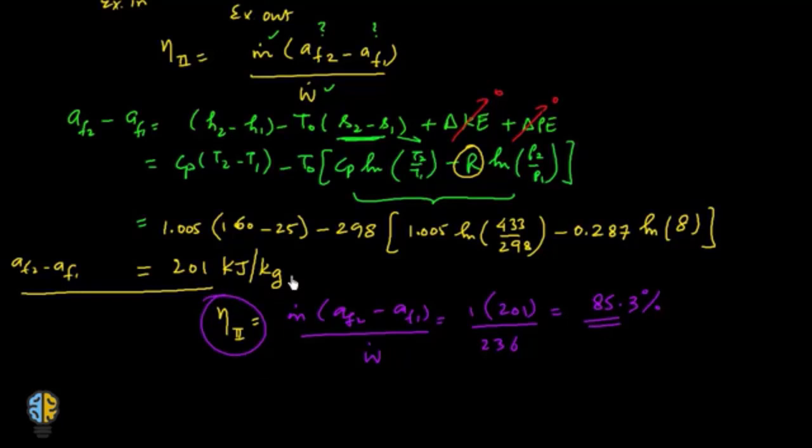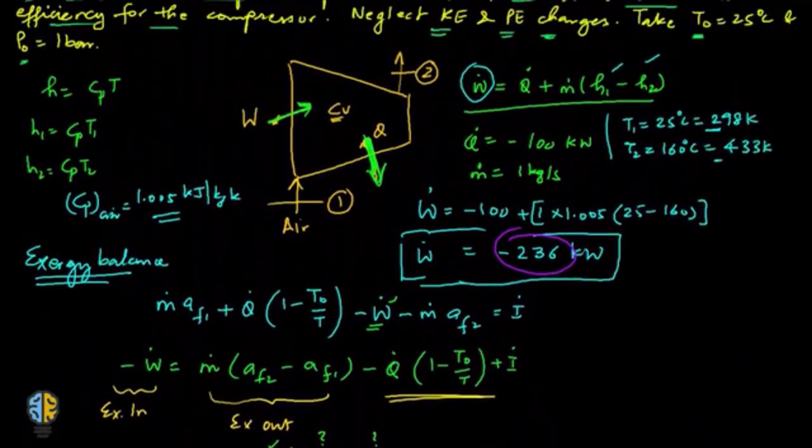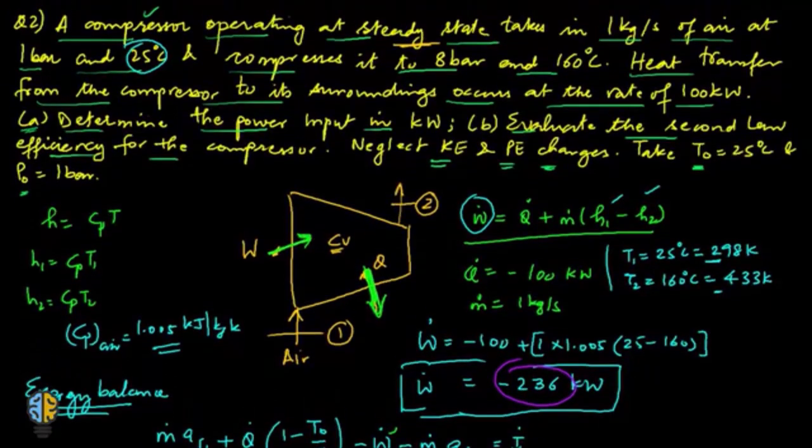So this is how you have to find out this question on the second law efficiency. I hope you understood this. It was a straightforward application of the illustration of the second laws, where we analyze and find out the exergy balance and the second law efficiency for a compressor. I hope you understood this and the whole topic on available energy, availability and irreversibility.